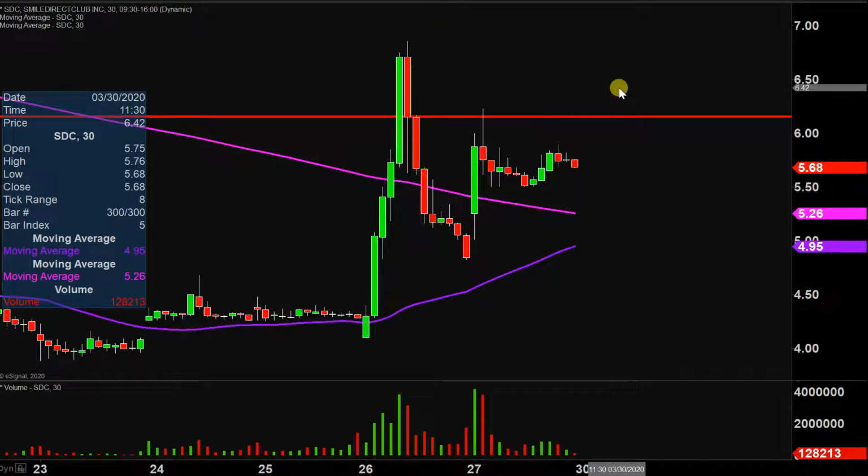But all in all, nice movement, very nice closeout to the week, both Thursday and Friday with all this volume and price movement. So let's see if the price can carry into this momentum next week.